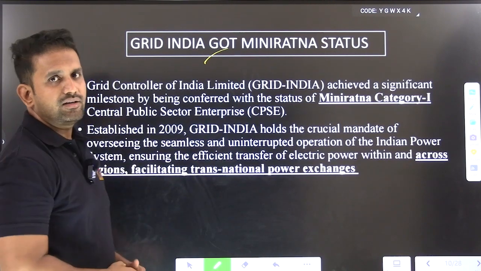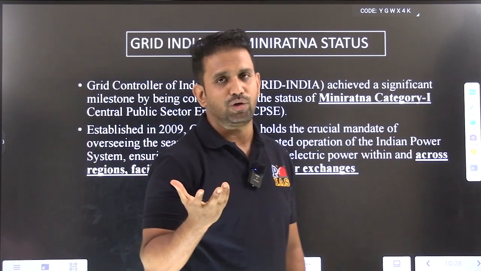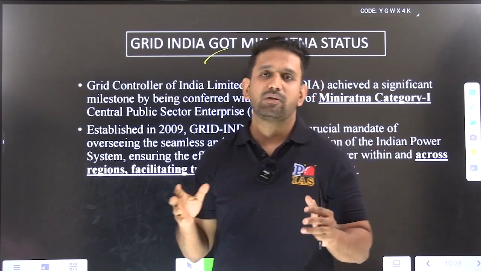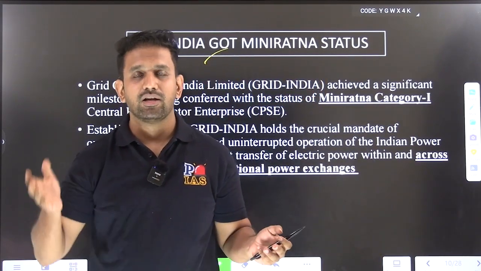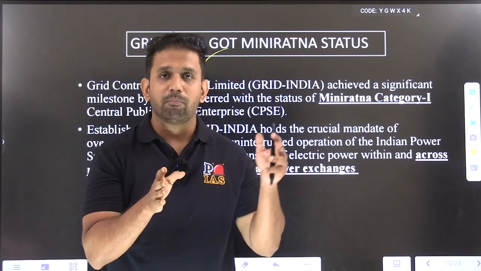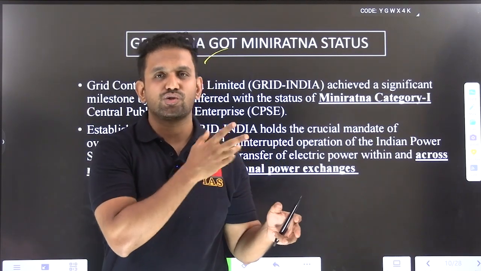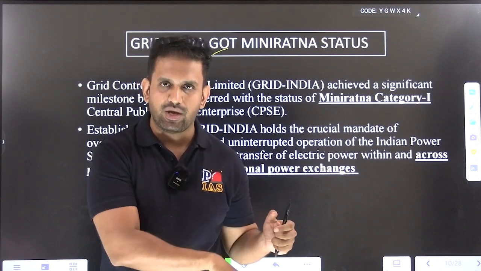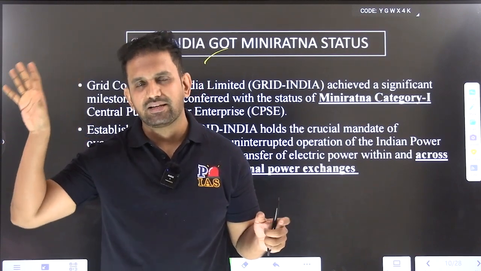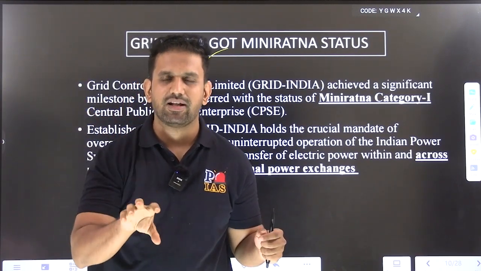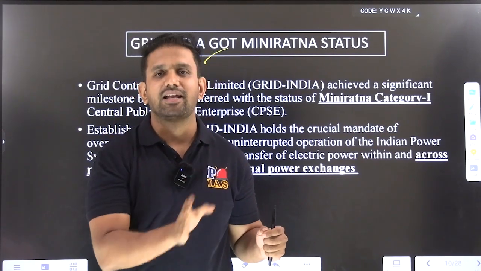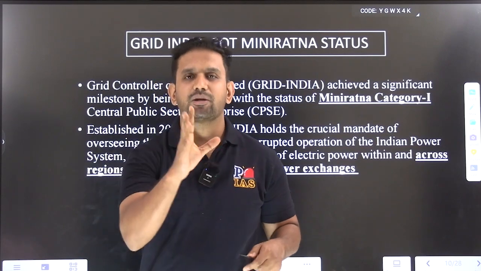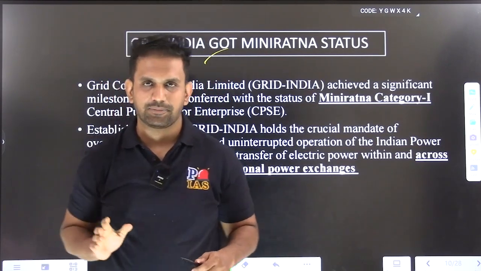Okay, Grid India got Mini Ratna status. As you all know, you might have studied in static economy that all the government public sector enterprises have been classified into three important categories: Maharatna, Navaratna, Mini Ratna. Mini Ratna has two subcategories, Mini Ratna 1 and 2. Maharatna are the bigger, more profitable ones. Navaratna are smaller than Maharatna, and Mini Ratna are the last category of profitable companies of the government, you can say.